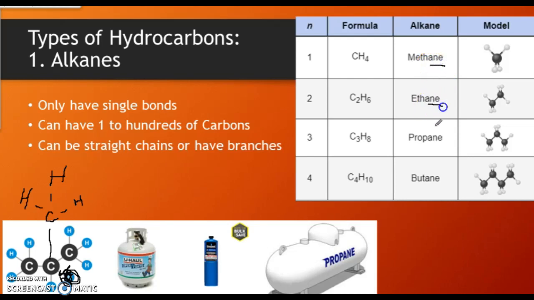Notice the endings are ane. That tells us it is an alkane, which tells us that all bonds are single bonds. So if I have 1 carbon, it's methane, 2 carbons, ethane, 3 carbons, propane, and 4 carbons, butane, like the city of Butte, Montana. So it's not but, it's Butte.